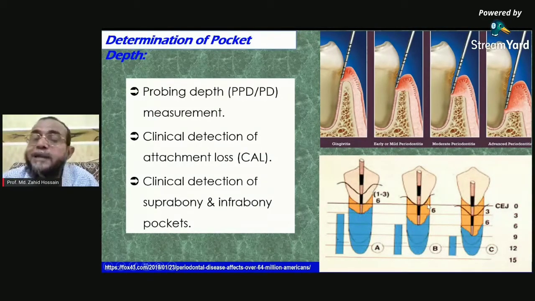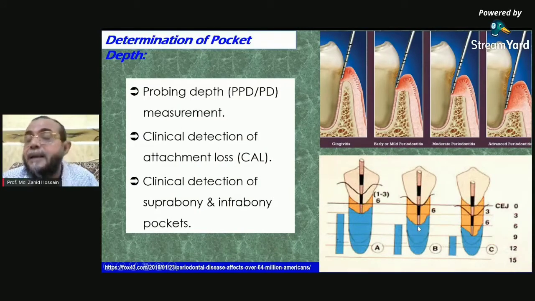Second one, when recession occurs and the gingival margin comes to the cementoenamel junction, the same line. When you insert the probe and find 6 millimeter, or 5, in this case the attachment loss is the same as the probing depth. That's because attachment loss is measured from the cementoenamel junction to the base of the pocket. So the total loss is from here to here.